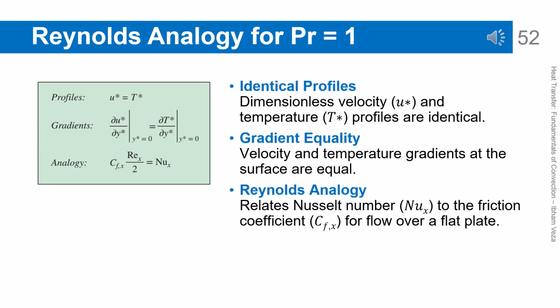Reynolds analogy for Prandtl number equal to 1. The dimensionless velocity and temperature profiles become identical. Under this condition, the velocity and temperature gradients at the surface are also equal.